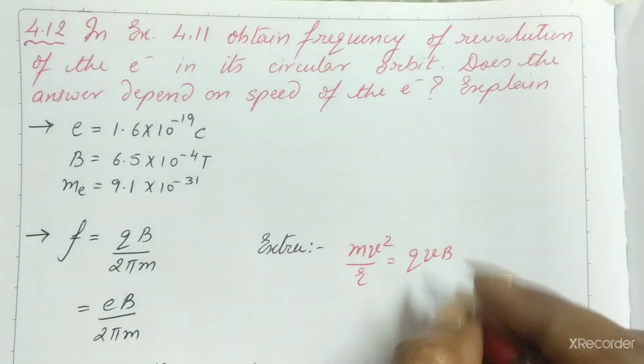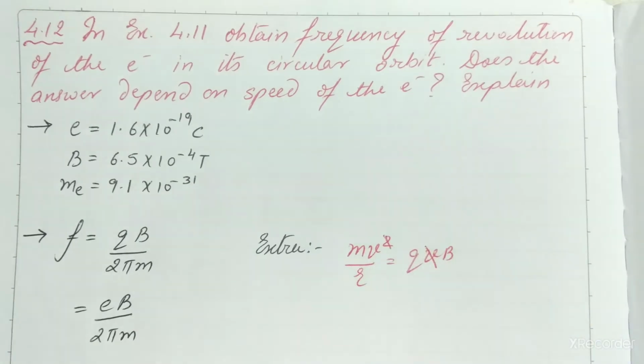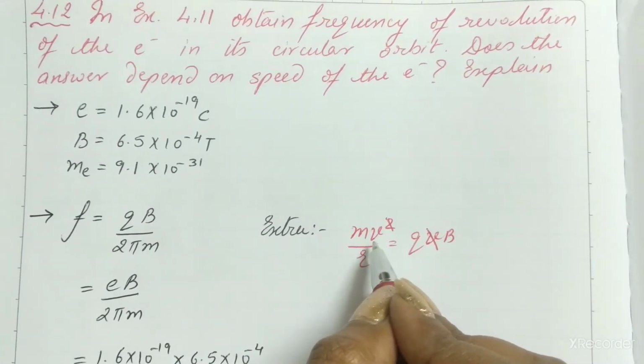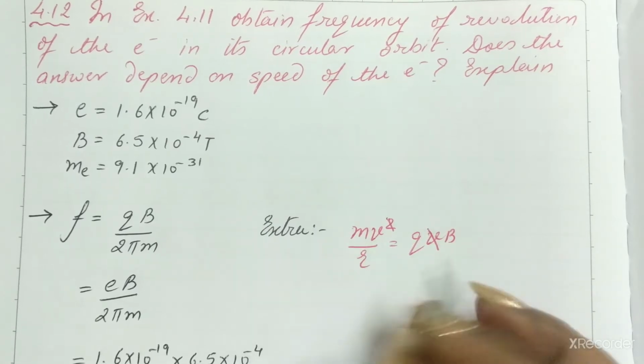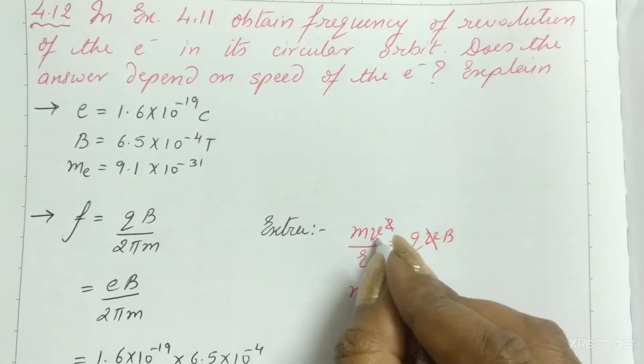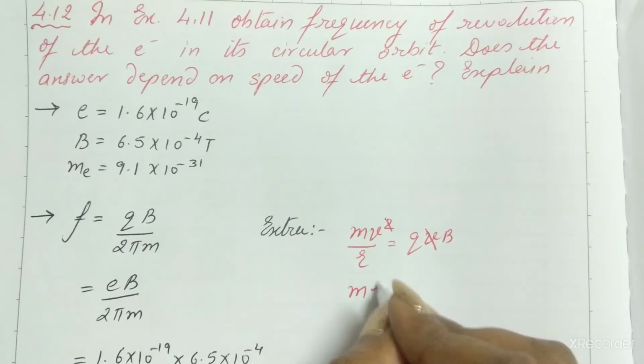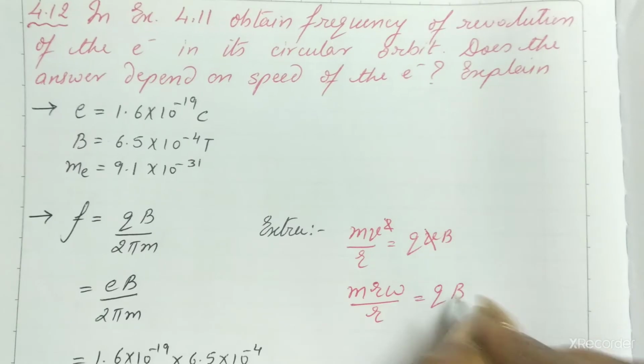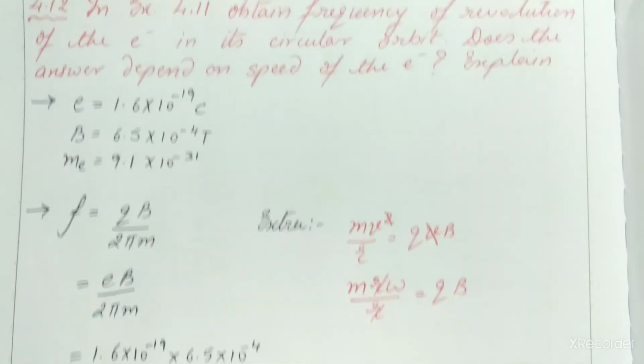Now you can see here one v will get cancelled. Now we also know that v is equal to r omega. This you have studied in 11th standard. So you can write here m, instead of v we will write r omega, divided by r is equal to qB. Now you can see, this r gets cancelled.